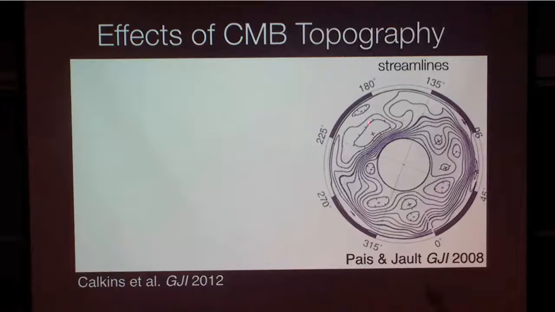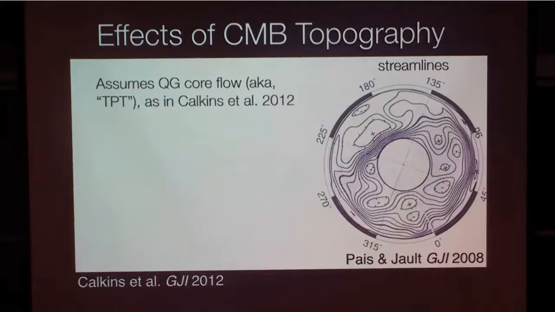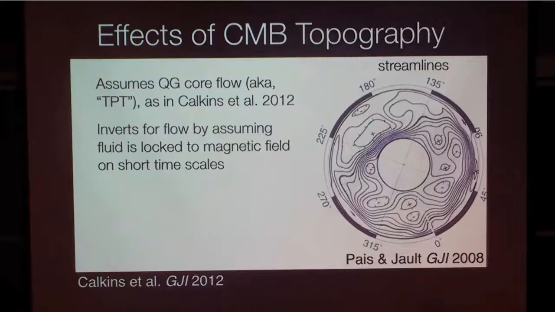And what they're doing to estimate core flow, we can't see the flow in the core. So instead, they invert magnetic field measurements. We measure the magnetic field over time, and then we assume that if the advection of magnetic field is much greater than diffusion, then we argue on short time scales, the magnetic field flux bundles correspond to fluid bundles. And so we turn magnetic variations over time into flow.